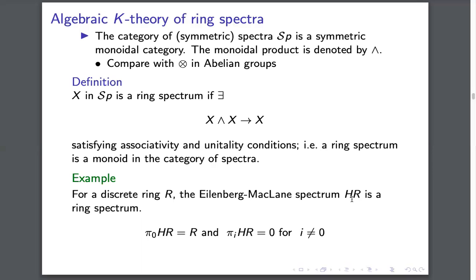Now, I must mention that for each ring, you obtain a spectrum, right? HR. And actually, through this, the category of spectra contains all the information about classical rings in itself. So the category of ring spectra really generalizes the category of rings, right? It contains all the rings, it contains all the maps between them, etc. In particular, if you take the algebraic K-theory of HR, that is the same as the definition of the algebraic K-theory of the ring R.